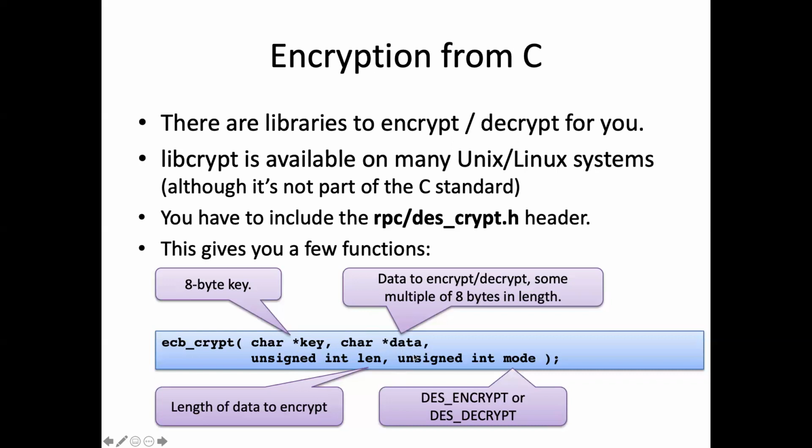So think of this first one as an array of 8 bytes containing your key. The next one is an array of however many bytes you've got that you want to encrypt. This is how big it is. And this last one is whether you want to encrypt or decrypt.